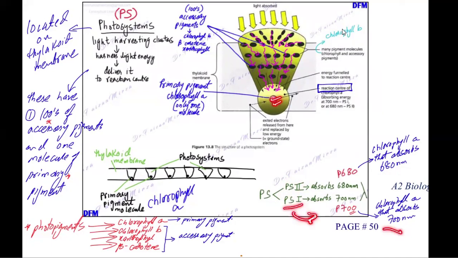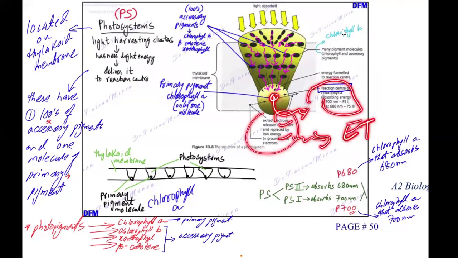So this is the main reaction center. This is where the electrons get excited, and once the electron gets excited, it triggers the electron transport chain that sets in motion the non-cyclic photophosphorylation that I've already covered in other videos in the same playlist.